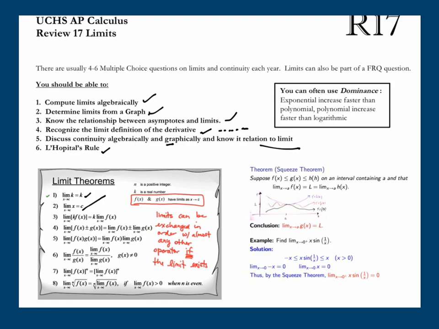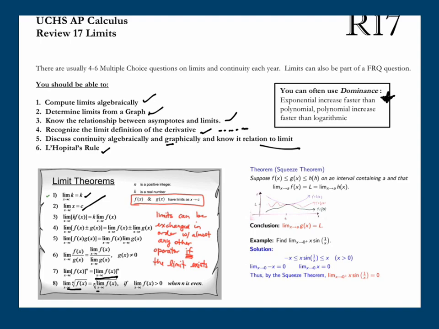If you have two limits divided, you can divide them. If you have them raised to a power, the limit can go inside the power. And if you have them under a square root, the limit can go inside the square root. Okay? So a lot of times we can do these very fast by using dominance.